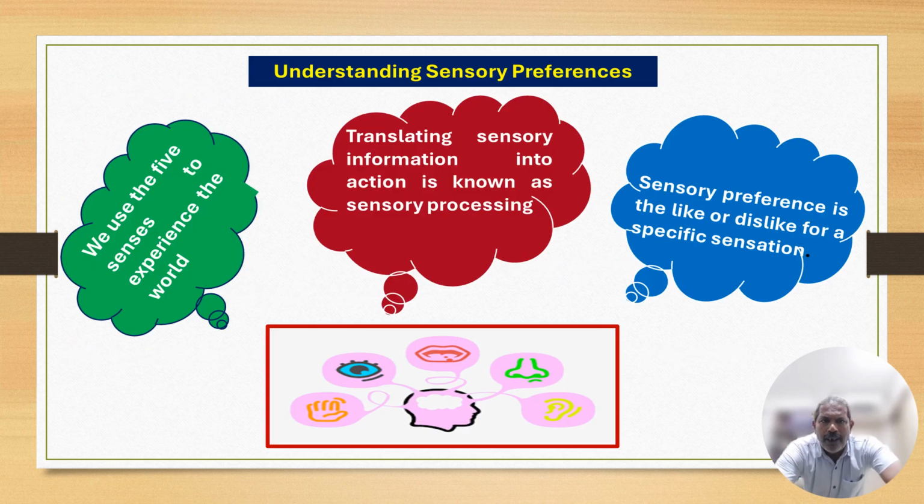So, understanding sensory preferences. Basically, we are looking at whether we are able to translate sensory information into action, also known as sensory processing. If you are hit by a fire, you tend to react, because there is a processing and you are able to sense it. We have about 5 different senses that we use and they tend to function well. Sensory preferences are the likes and dislikes from a specific sensation, so whether you like sweet or maybe you don't like sour taste, etc.